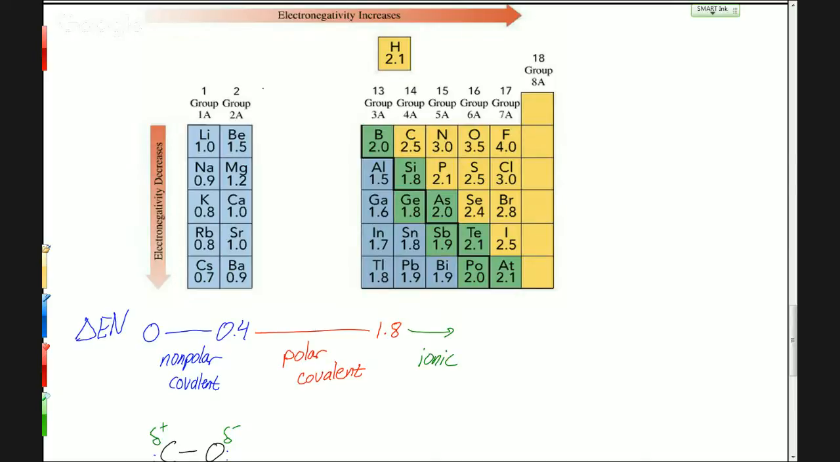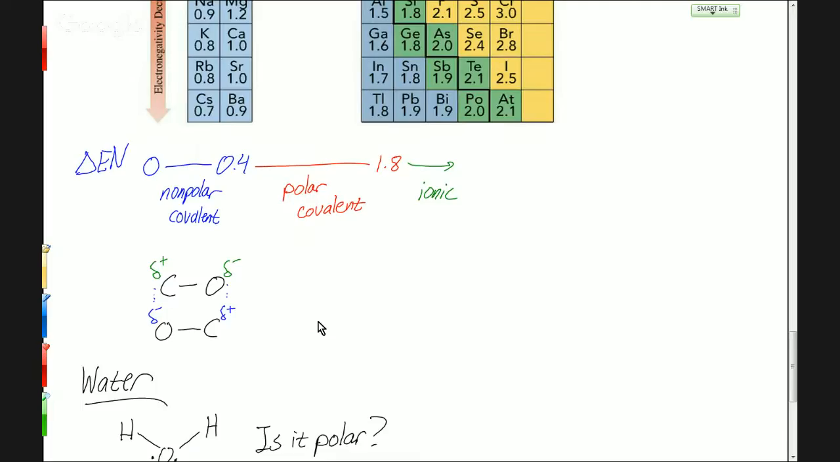Would you subtract the 3.5 or subtract 2.1? Yeah, we look at hydrogen and we look at oxygen, and we say, okay, one has electronegativity of 2.1, one is 3.5. The difference between those is 1.4, right? So that puts us squarely in this polar covalent region right here. So we would call those bonds polar.